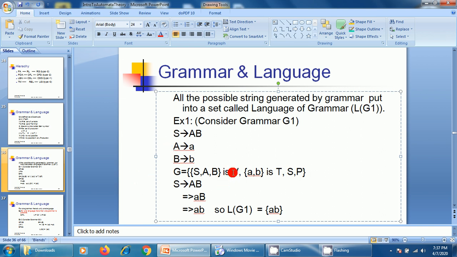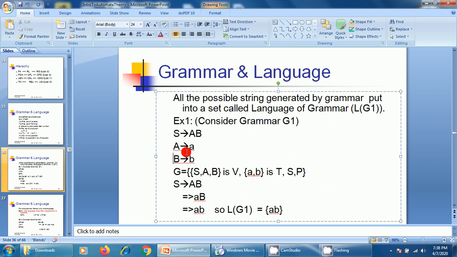Variable is always represented by a capital letter, and terminal is represented by a small letter. And see, how many variables are there? There are three variables: capital S, capital A, capital B. There are three variables given in this grammar. And terminals, there are two terminals, small a and small b, and S is the start symbol.